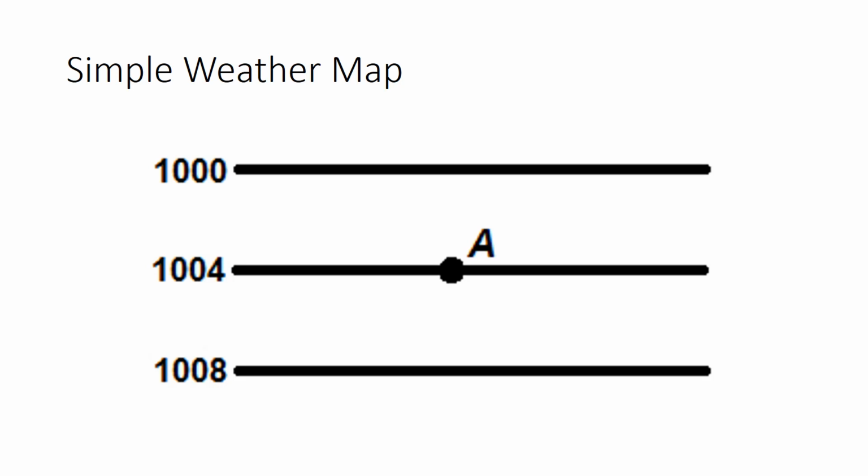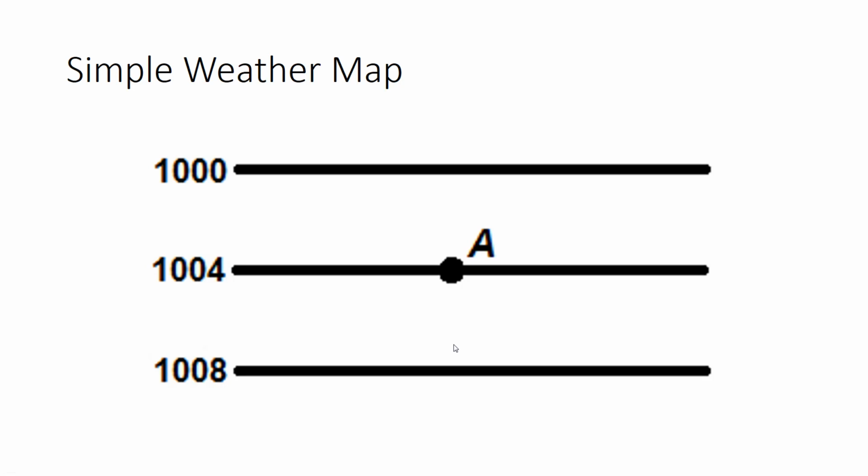Now let's talk about each one of these in a little bit more detail. Let's look at this very simple weather map. These black lines are isobars. I'm sure you remember those from that infamous Lab 1A. Isobars are lines of constant pressure, and they're useful to help identify a predominant pressure pattern. In this case, we have a point A, which happens to be on the 1,004 millibar isobar. Above it is the 1,000 millibar isobar, and below it is the 1,008 millibar isobar.